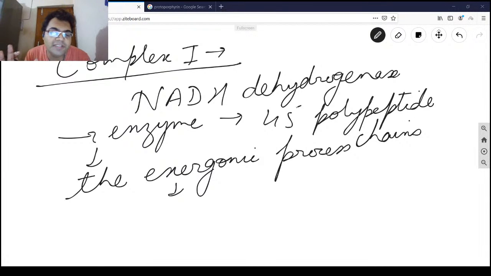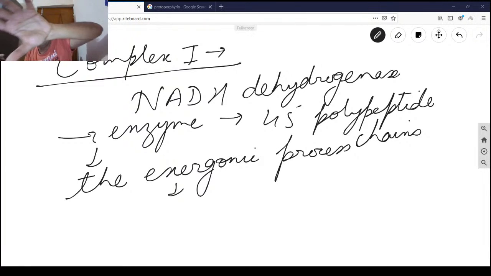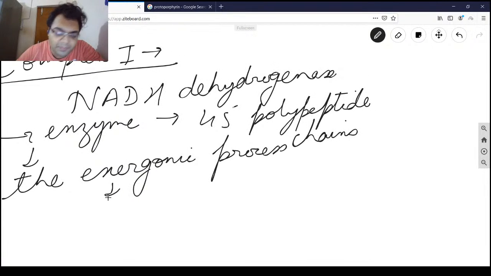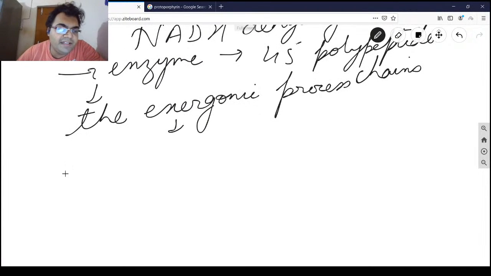it is causing the exergonic transfer to ubiquinone of a hydride ion. Okay, the hydride ion comes from where? It comes from NADH. Always remember. So I'll write down the reaction for you to easily be able to comprehend it.